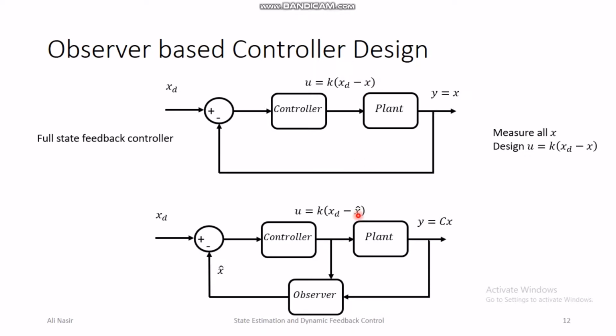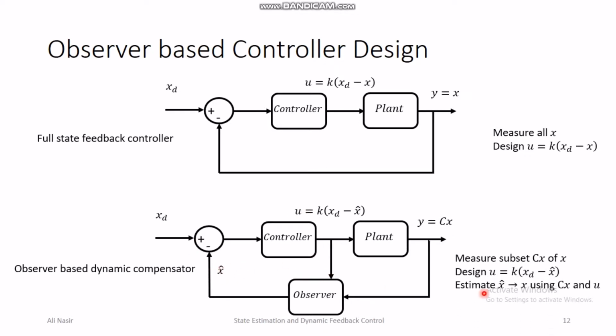So this is the difference: this is the dynamic feedback compensator because of the observer dynamics involved, and this is the full state feedback controller. The observer-based dynamic compensator uses the estimate of the measurement, which is a subset of the state variables x, and we design the control law using the state estimates. The state estimates converge to the actual value of the state with proper design of the observer if the system is observable. So the system has to be observable and controllable for this implementation, and the system only has to be controllable with full state feedback.